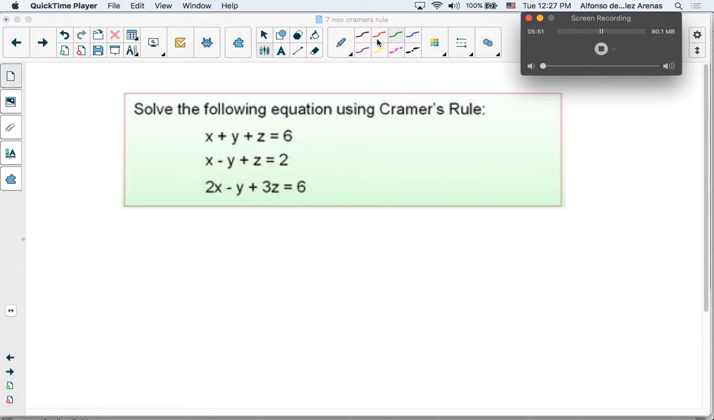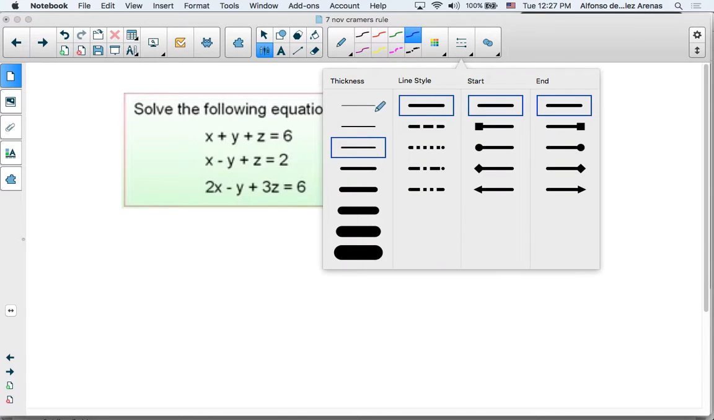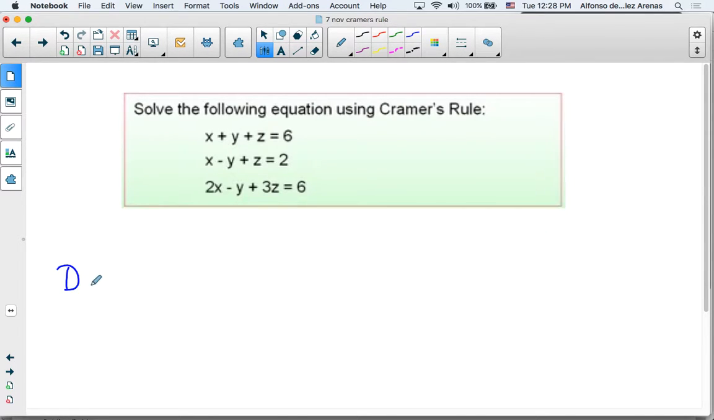All right, so this is the system, and we begin building D. So remember, in D, you need the column of X, Y, and Z. So here we have 1, 1, 2. Then the Y's is 1, -1, and -1. And the Z, 1, 1, and 3. Step number 1 is to rewrite the first two columns. 1, 1, and 2. In the second column, 1, -1, and -1.